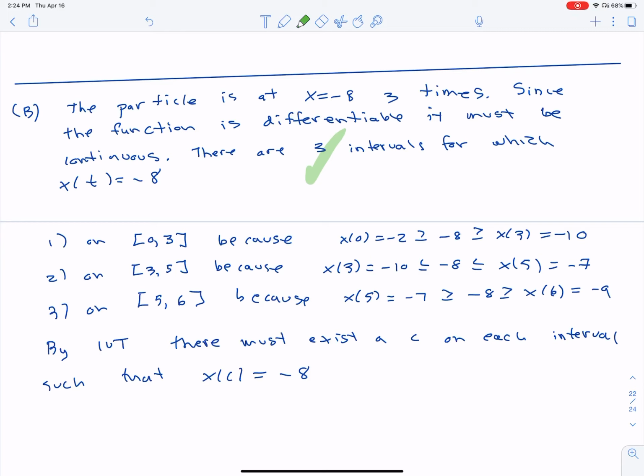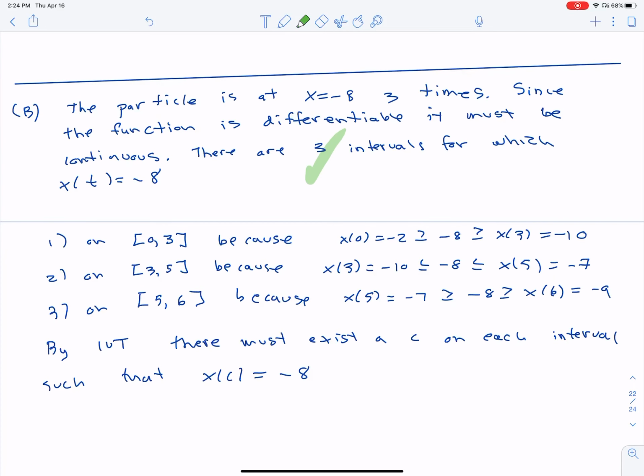And then finally, I named the theorem that I am using. Super important, right? I have to say by IVT. I guarantee you they are checking to see, did you use IVT? Okay, that is letter B. Let's move on to letter C.